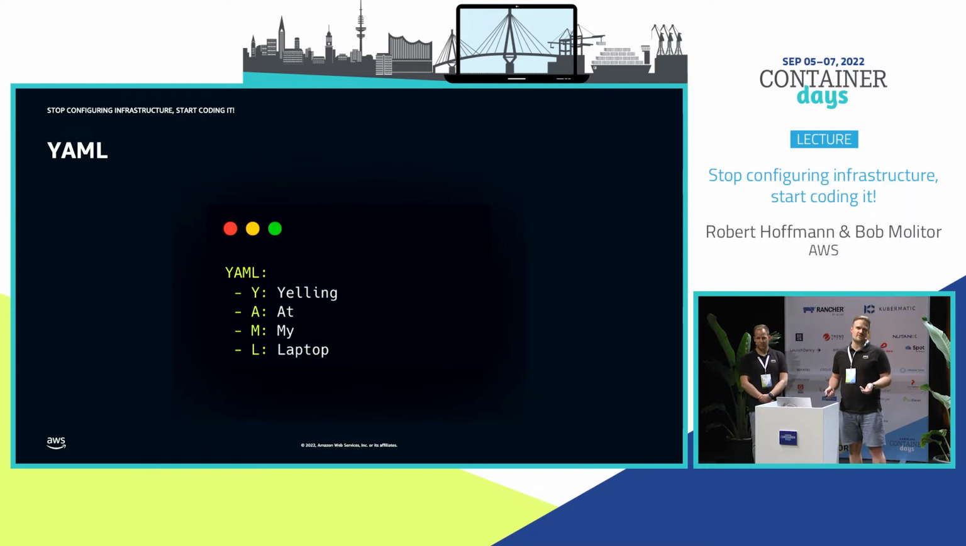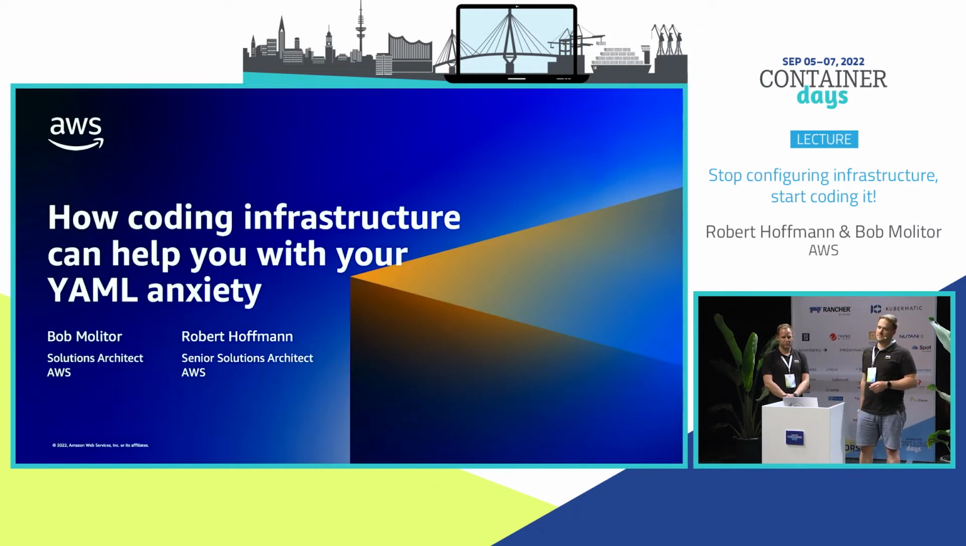to provision your infrastructure. And to provision your infrastructure with YAML, you might have to write a lot of YAML, actually a ton of YAML. So a different title for this talk today could be how actually coding infrastructure can help you with your YAML anxiety. So if you feel a little bit like I feel about YAML, we want to show you a different way of how you can work with your infrastructure. And the way we want to do this is to actually use general purpose languages like Python, Java, and TypeScript instead of writing YAML.